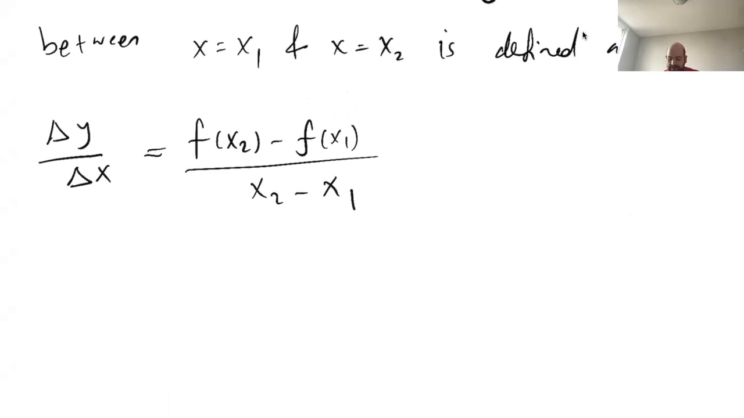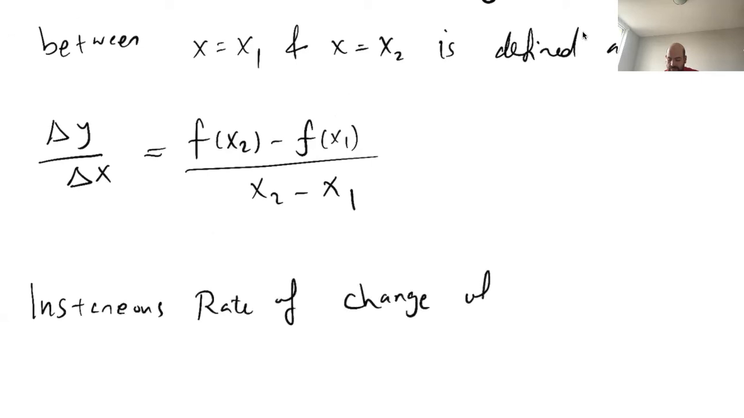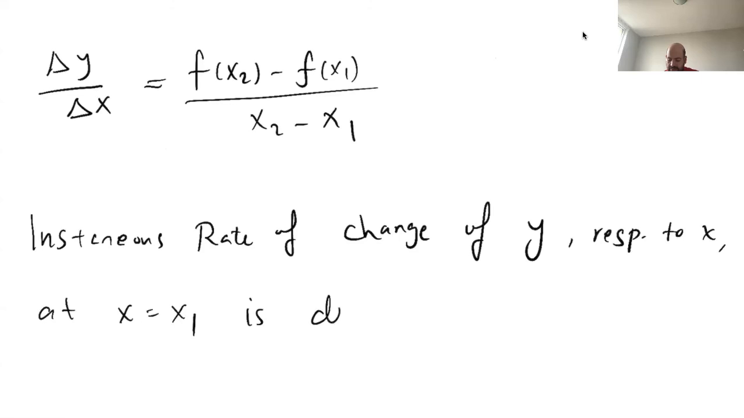And similarly, the instantaneous rate of change of y with respect to x, let's say at x equals x1, is defined as f prime of x1. So the derivative at x1, another name for the derivative at x1, is the instantaneous rate of change of y, or the instantaneous rate of change of f of x at x equals x1.